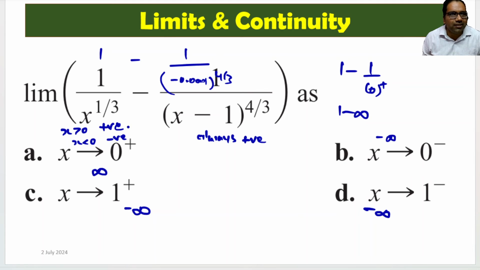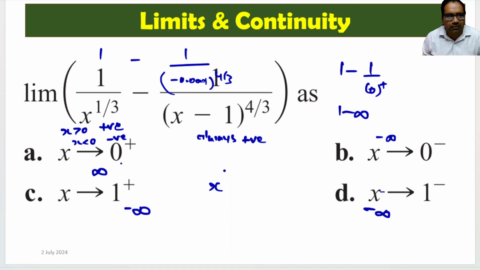Right, guys? That's how we are checking what happens when x tends to 0 plus and 0 minus, how both these cases behave, and similarly 1 plus and 1 minus, how these behave. This is an even power here. So whatever is inside, this is always positive. But here is an odd power.